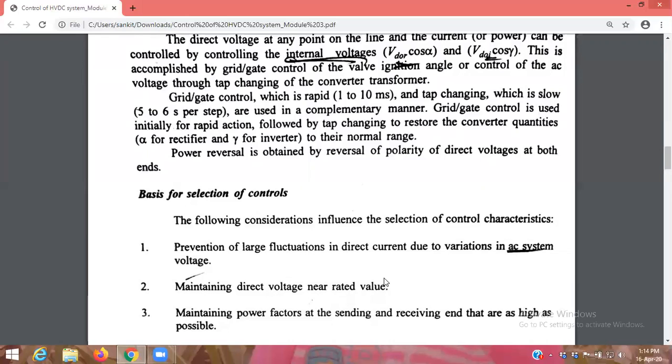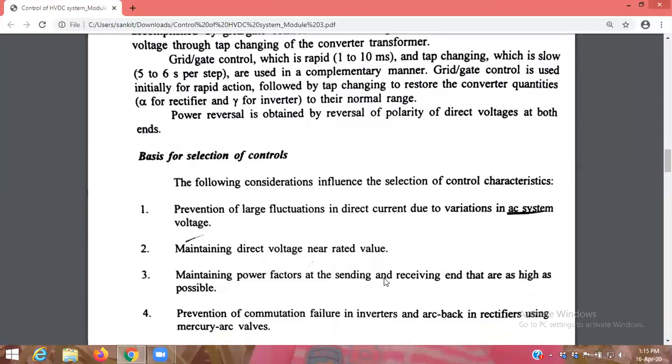Third is maintaining the power factor of the sending and receiving end as high as possible. But there is a reason why we have to keep this power factor as high as possible. I think you know, but still we will study it in the next page. So next is the prevention of commutation failure in the inverter and the arc back in the rectifier.